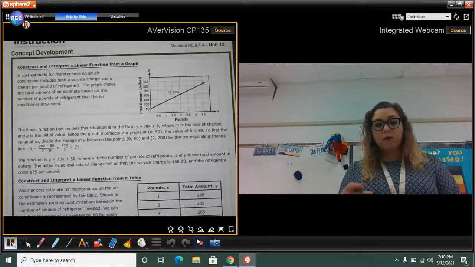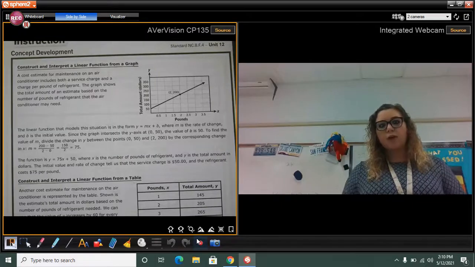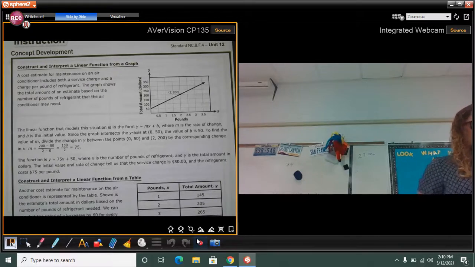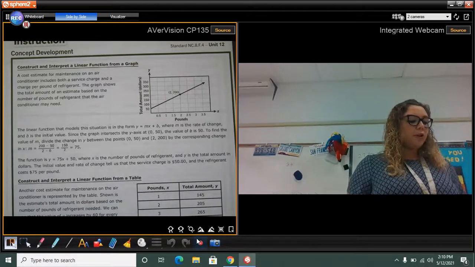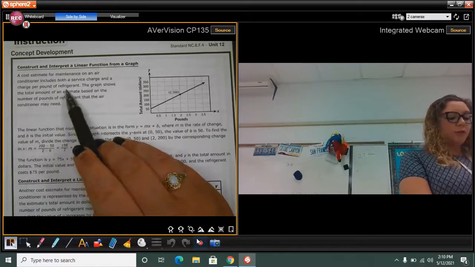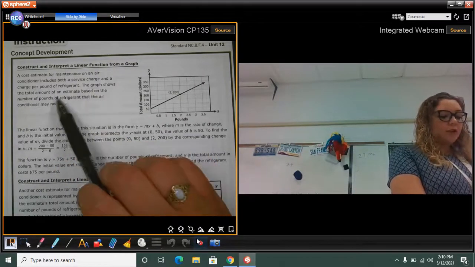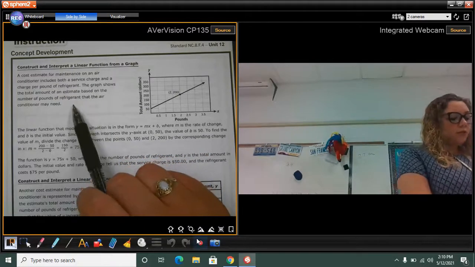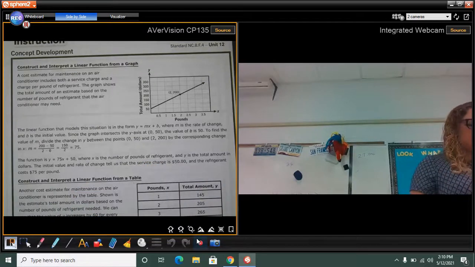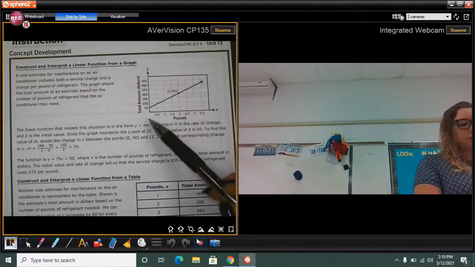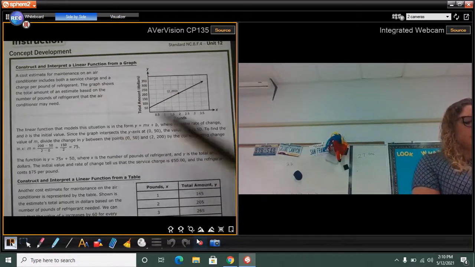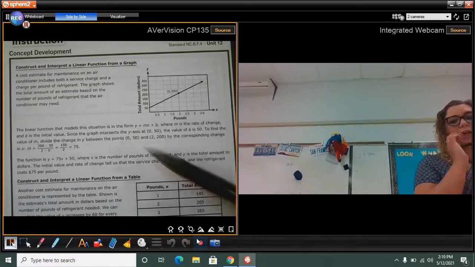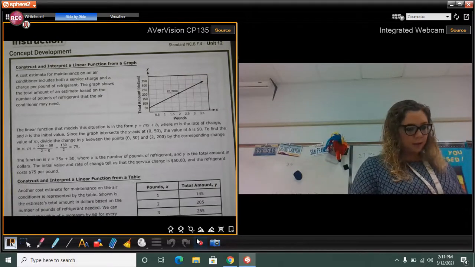Now we're going to actually talk about what it means, what does slope mean, what does y-intercept mean, okay? So a cost estimate for maintenance on an air conditioner includes both a service charge and a charge per pound of the refrigerant. The graph shows the total amount of an estimate based on the number of pounds of refrigerant that the air conditioner may need. Okay, so you have your pounds and you have your total amount. The linear function that models this situation is in the form of y equals mx plus b. Okay, we did all this yesterday, except we took notes and I made it easier than what this book said.